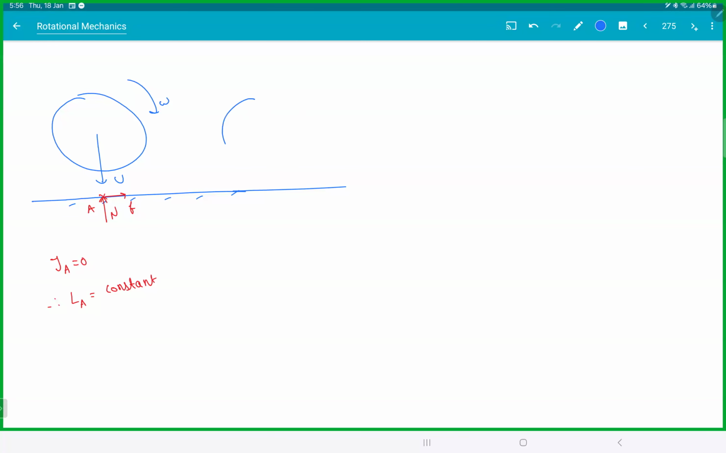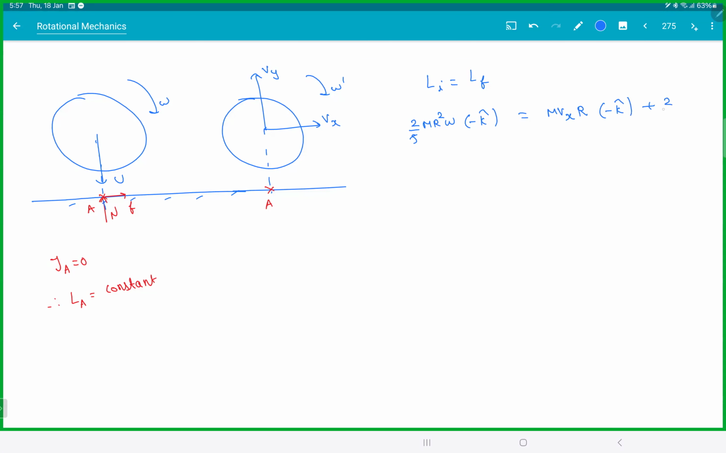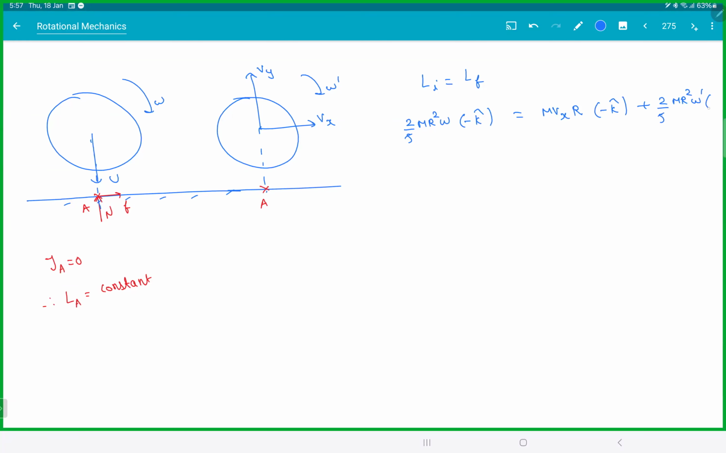So after collision, this guy is going with Vy and this guy is going with Vx, and this is omega dash. So initial angular momentum is equal to final angular momentum. The initial will be the angular momentum of the center of mass, which is passing through this, so that is 0, plus I cm omega, that would be 2/5 mr² omega, minus k cap. Final angular momentum: Vy is 0, so M Vx times perpendicular distance r, minus k cap, plus 2/5 mr² omega dash, minus k cap.